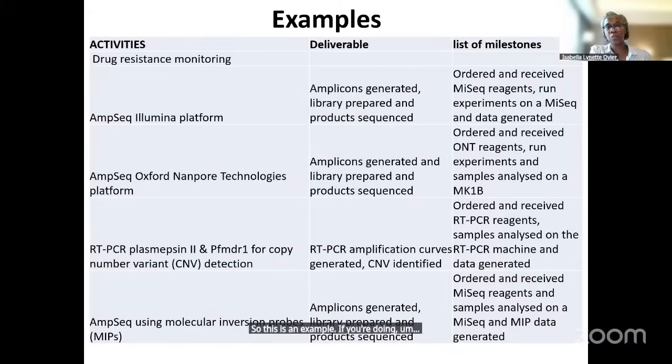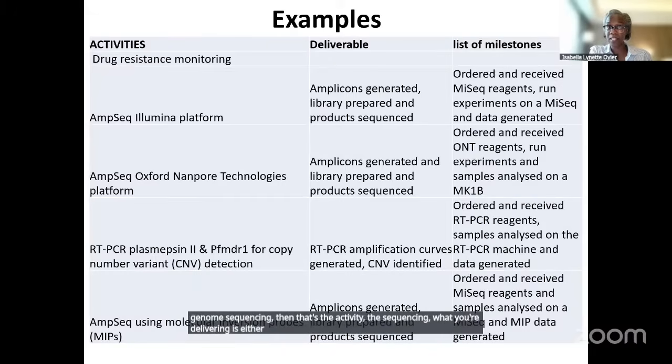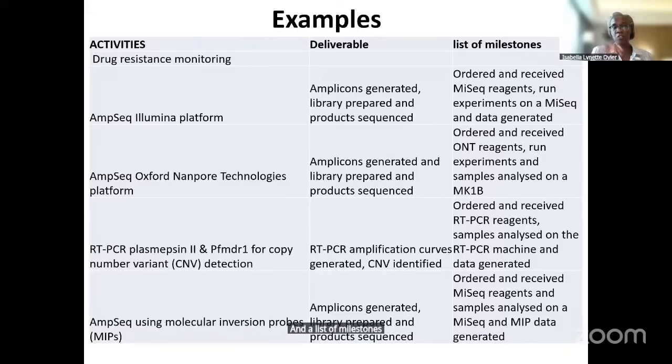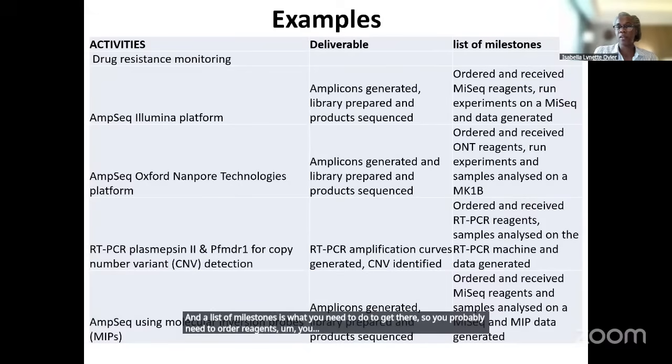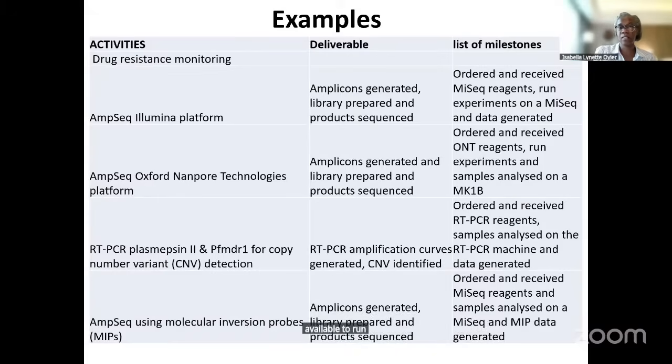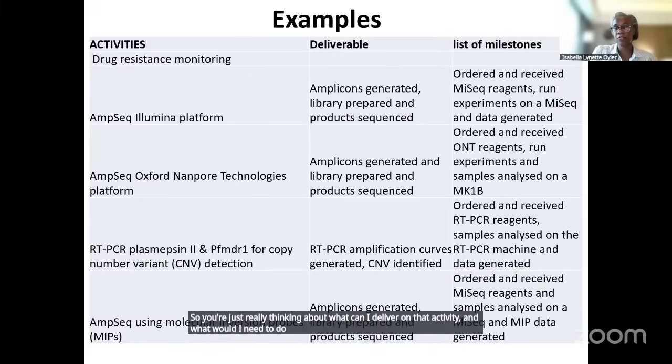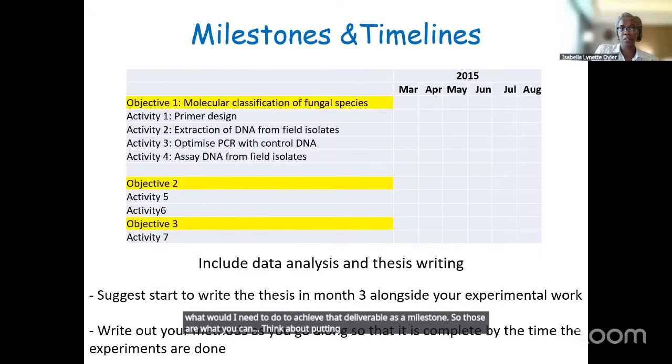applicant sequencing or whole genome sequencing, then that's the activity, the sequencing. What you're delivering is either sequence data or a library preparation, what you do in the laboratory. And a list of milestones is what you need to do to get there. So you probably need to order reagents, or ensure that you have the personnel available to run the machine and the data that you generate. So these examples are pretty much the same. So you're just really thinking about what can I deliver on that activity and what would I need to do to achieve that deliverable as a milestone. So those are what you can think about putting in the milestone section.